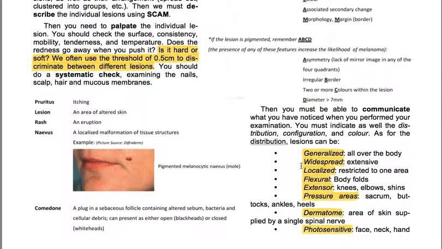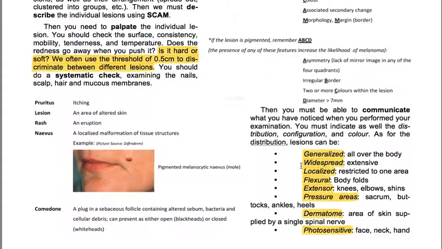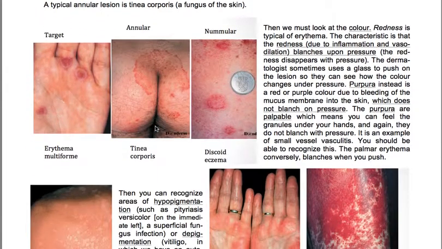Also remember that if the lesion that you're describing is pigmented, remember the ABCD of melanoma. So look at asymmetry. If there is asymmetry, irregular border, two or more colors within the lesion, and a diameter more than 7 millimeters. Then you look at the color. Redness is typical of erythema. The characteristic is that the redness, due to inflammation and vasodilation, blanches upon pressure.